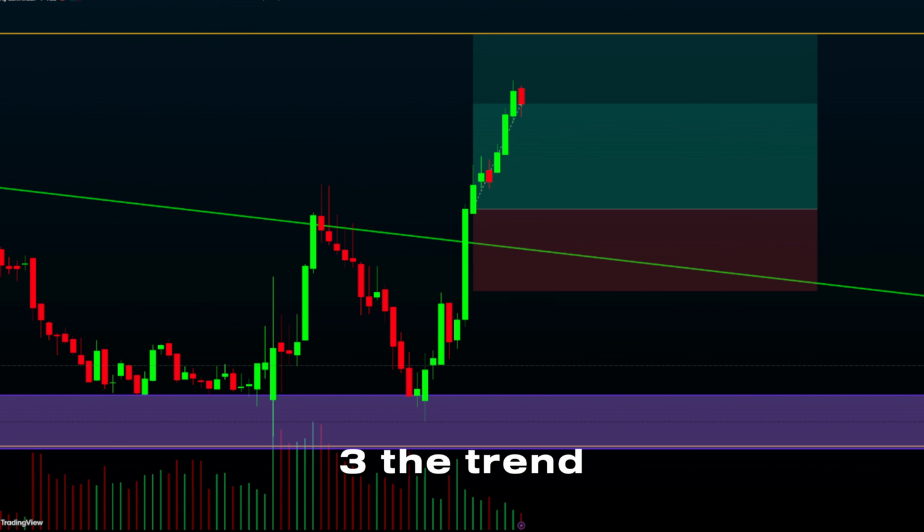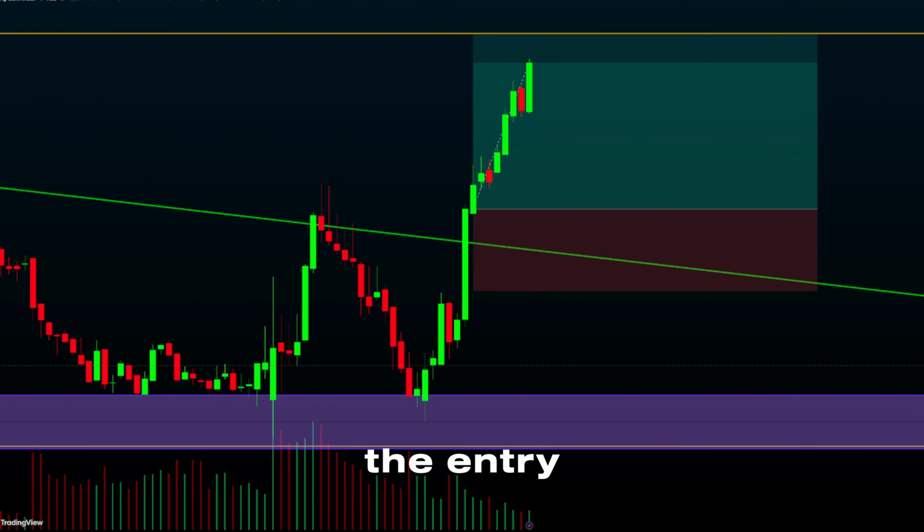3. The trend line break and entry confirmation. The successful break above the descending trend line is the trigger that confirms the reversal and justifies the entry. The breakout candle, a strong, high-volume bullish candle, decisively closes above the green descending trend line. This move breaks the pattern of lower highs that defined the previous downtrend. This is a classic shift in market structure.